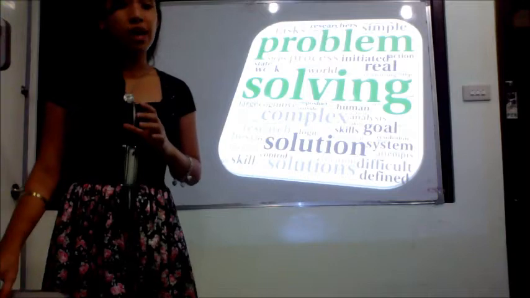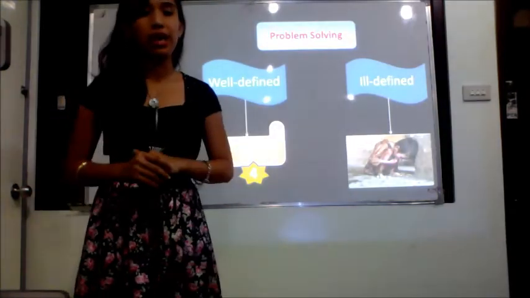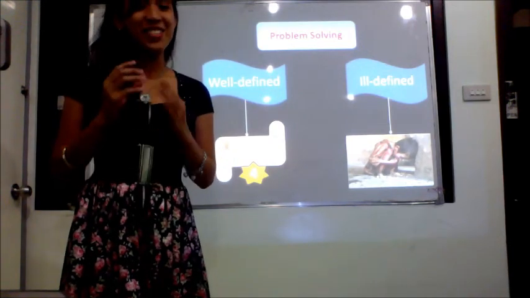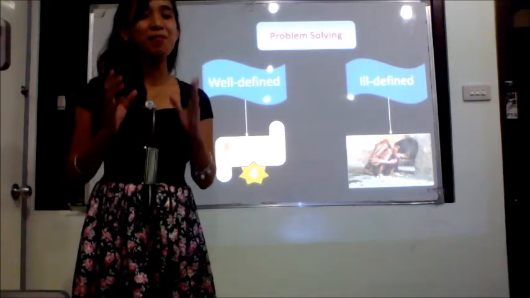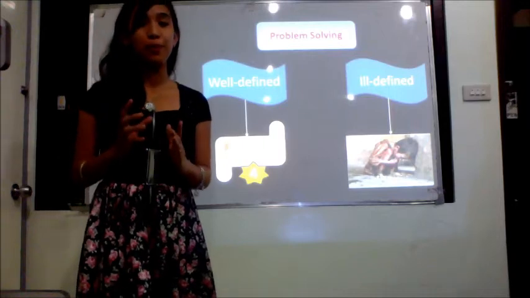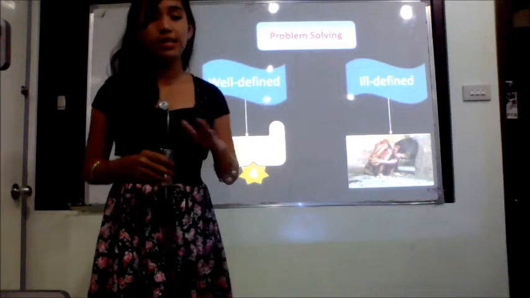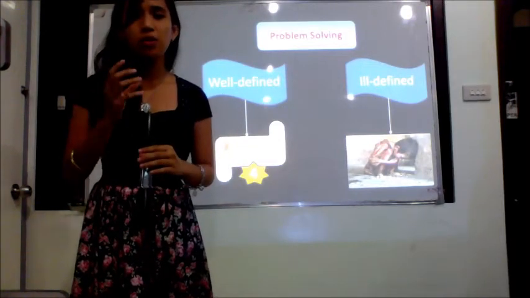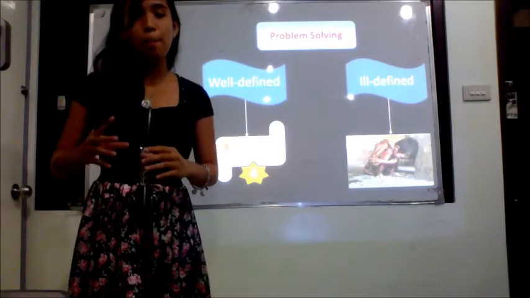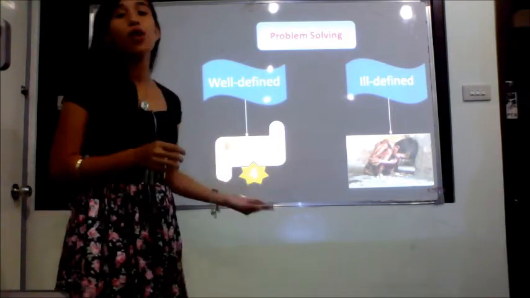Actually, there are two kinds of problems: the well-defined problem and the ill-defined. Actually, the reason that the problem is well-defined is that the problem solver is given all the necessary information to solve the problem. For example, x plus 3 is equal to 7. Now, there are a couple of strategies on how to solve this type of problem. We all know that. But the result is always the same, and that is 4.